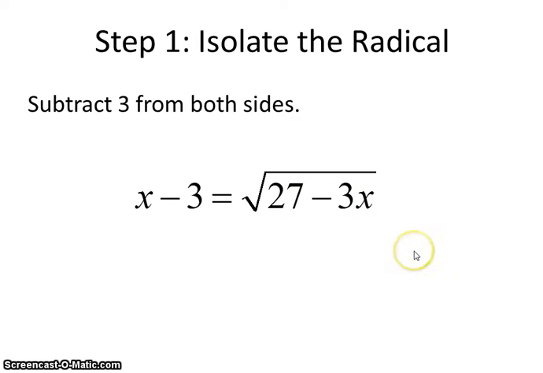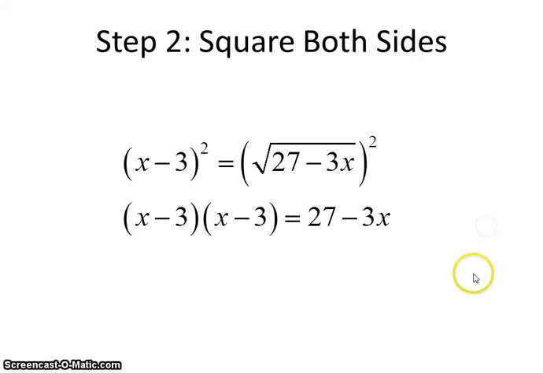And in order to do that, we need to isolate it on one side of the equation and move all the others on the other side, because we're going to square both sides. And when we square a radical or a square root, the square and the square root cancel, and we're just left with what's inside, or the radicand of the radical. So we square both sides.